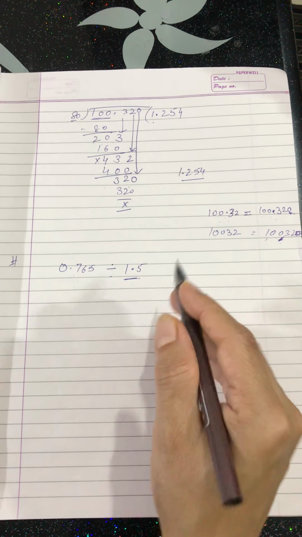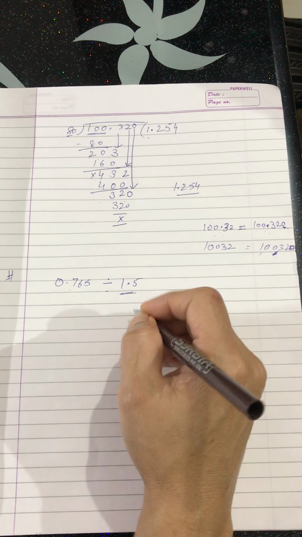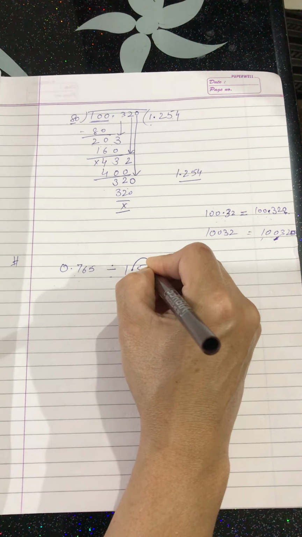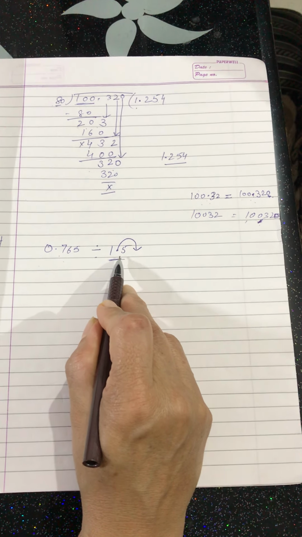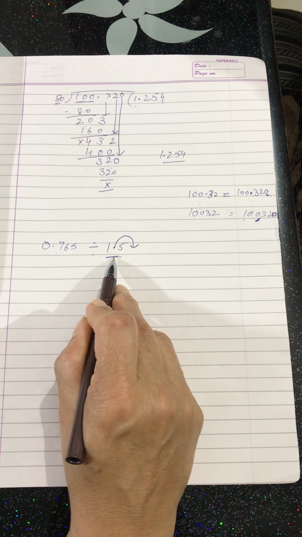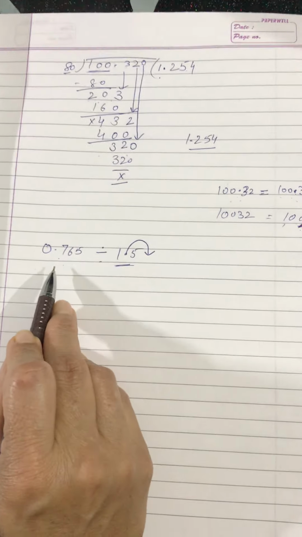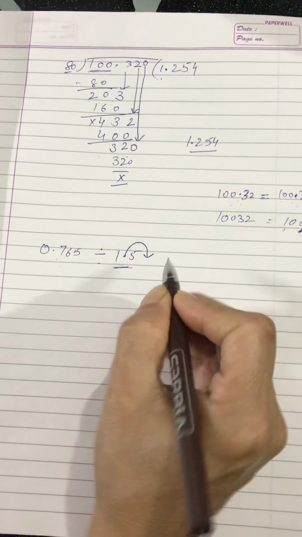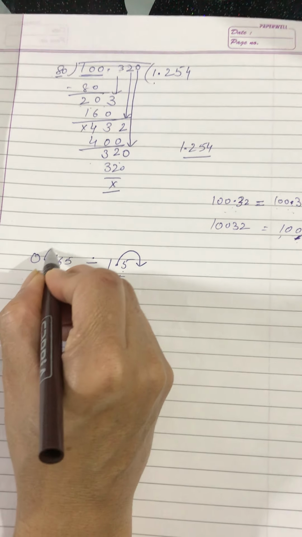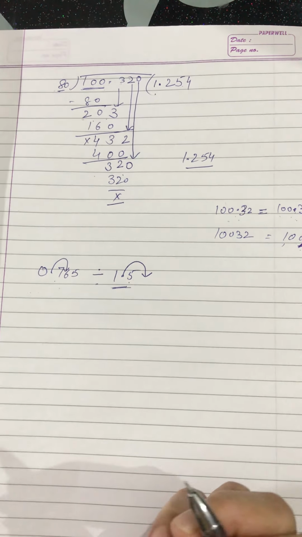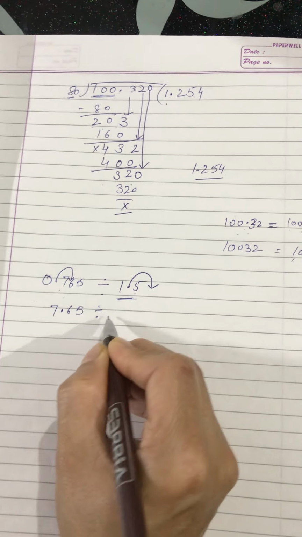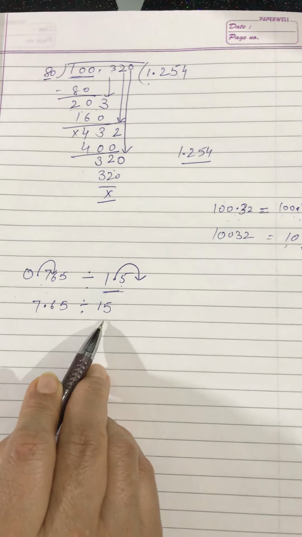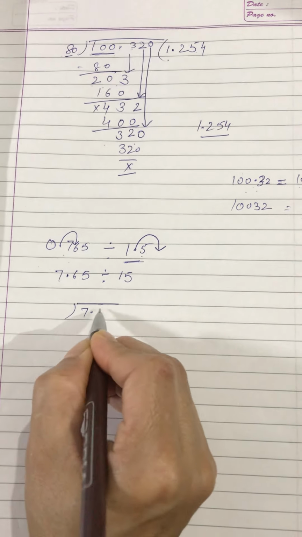So before doing long division, I will remove this decimal sign from the divisor as I am shifting it here to the right side. How many digits I have shifted the decimal in the divisor, by the same number of digits the decimal will be shifted in the dividend. As I have shifted here by 1 digit, the decimal will shift by 1 digit in the dividend also. Now our number will become 7.65 divided by 15. Now we can do long division.